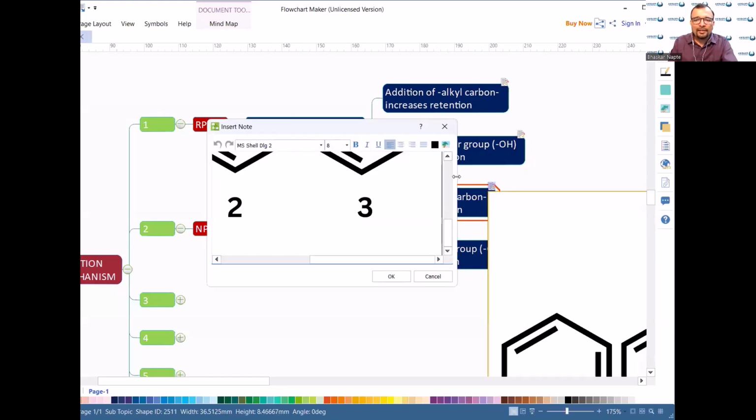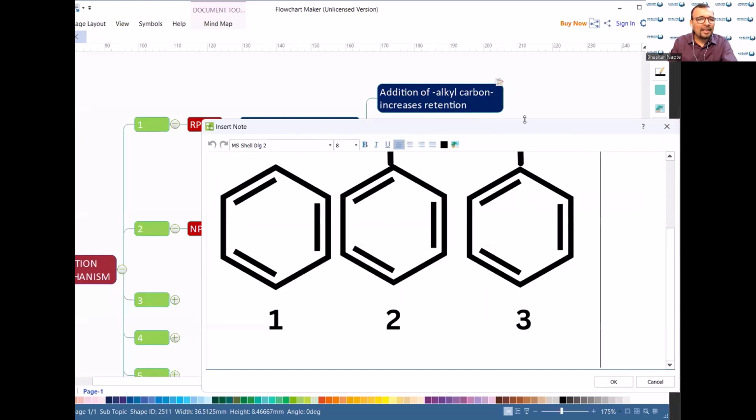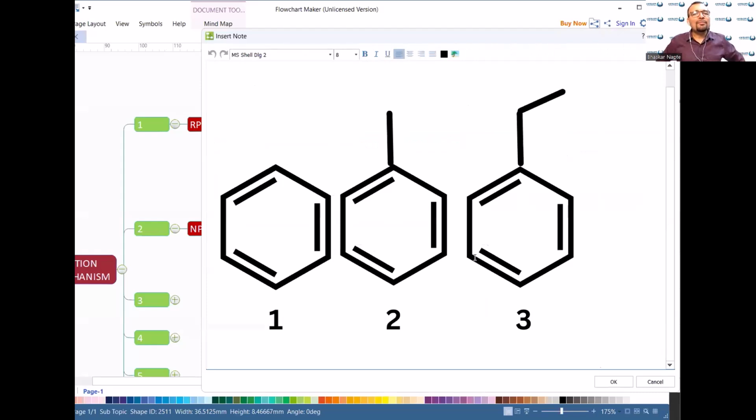Let us now understand the retention behavior for these three compounds. Ready? Type in R for ready in the comment box. And these are the three compounds. Which compound is polar amongst all of these three? Highly polar is 1, 2, or 3?